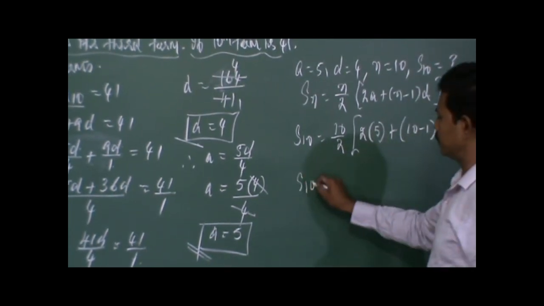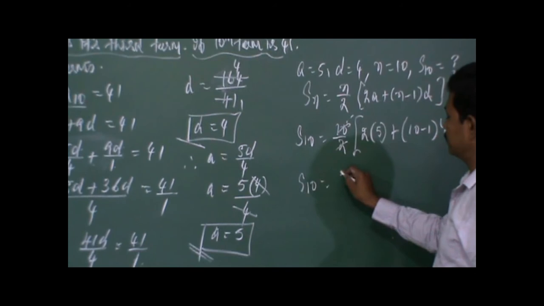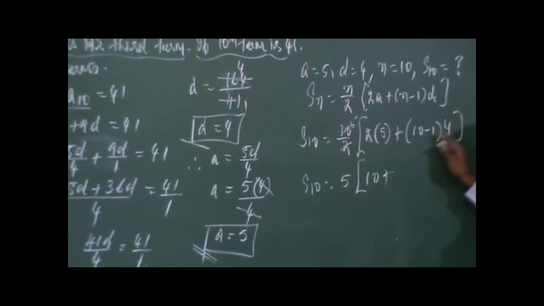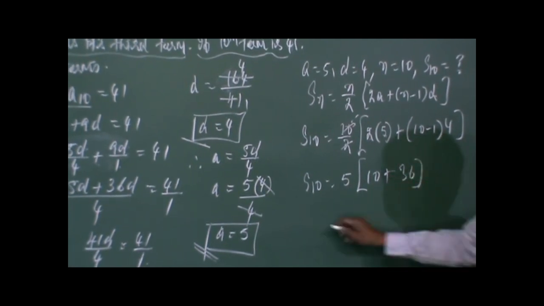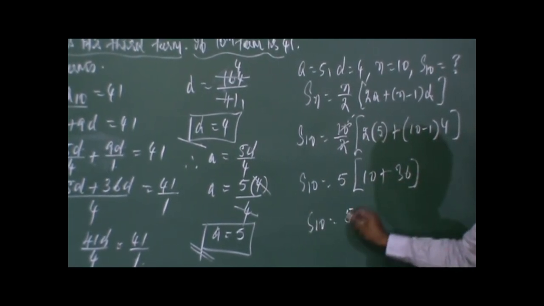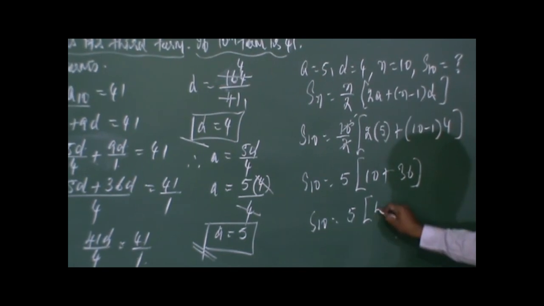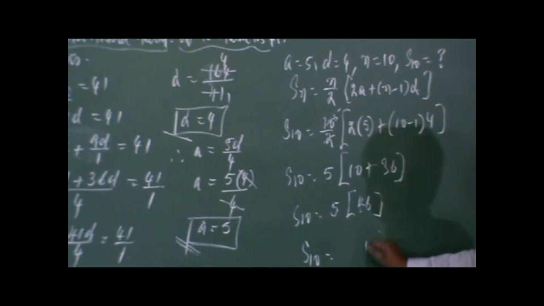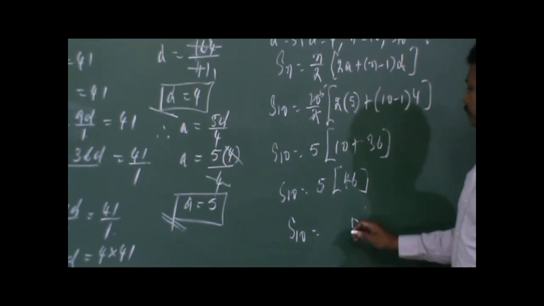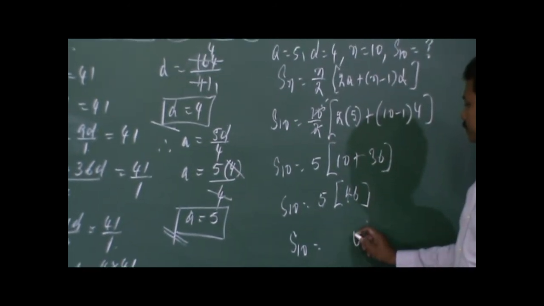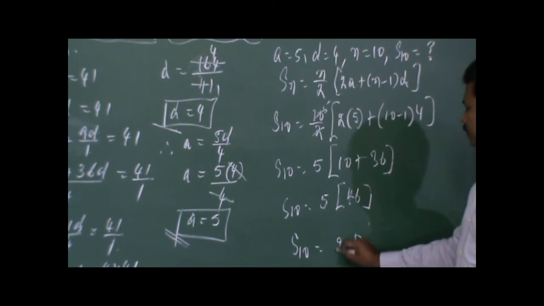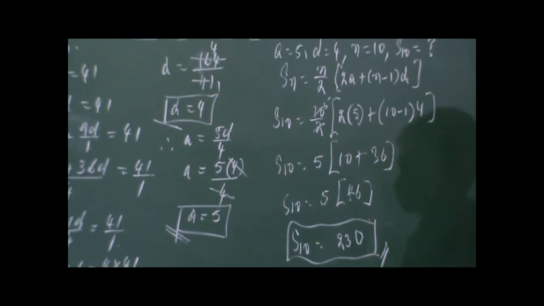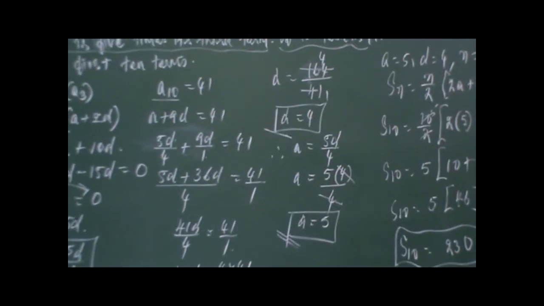So S10 is equal to 5 times, 2 into 5 is 10, plus 10 minus 1 is 9, 9 fours are 36. So S10 is equal to 5 into 10 plus 36, that is 46. So S10 is equal to 5 into 46, so it is 230. So S10 is 230. So it is a 3-mark question. Very important.